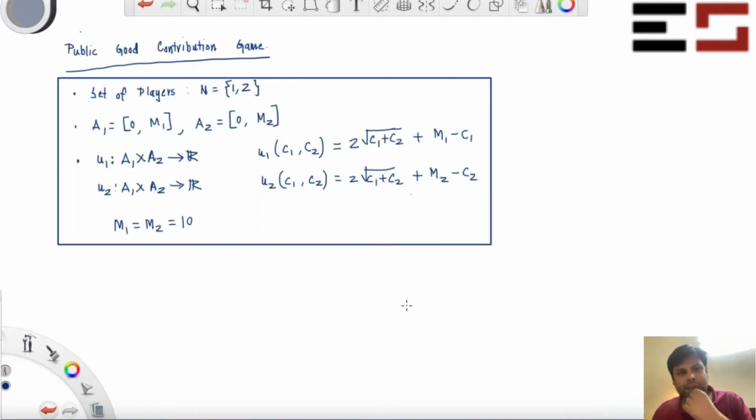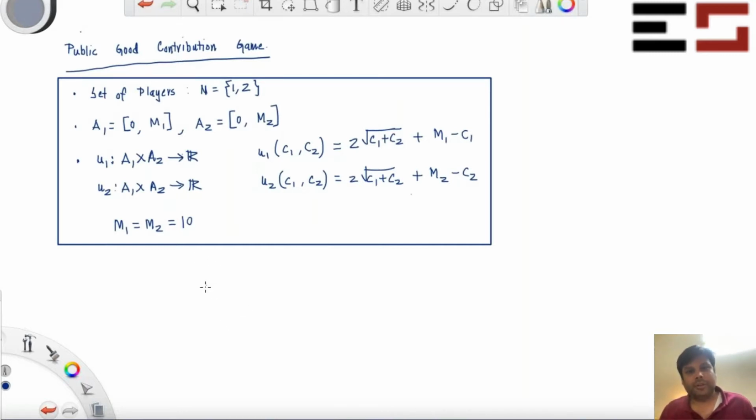Okay, if you've seen the earlier examples, the way we approach this kind of problem is we can actually find the best response function first. Best response of player 1 as a function of player 2's contribution, and similarly best response of player 2 as a function of player 1's contribution, then try and figure out the Nash equilibrium. Is that okay? So we'll use the same approach. Is that fine?